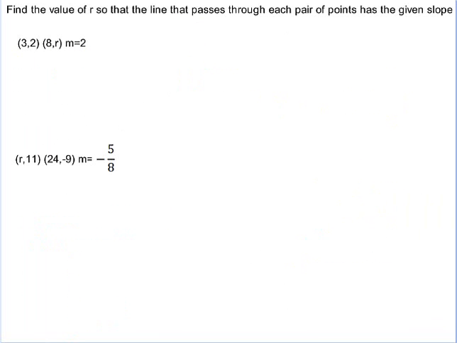All right. Now we want to find the value of r so that the line passing through each pair of points has the given slope. So to do this, we just need to think of what our slope formula is. Our slope formula is y2 minus y1 over x2 minus x1. We're just going to plug in everything, and we'll be able to solve for our missing variable.